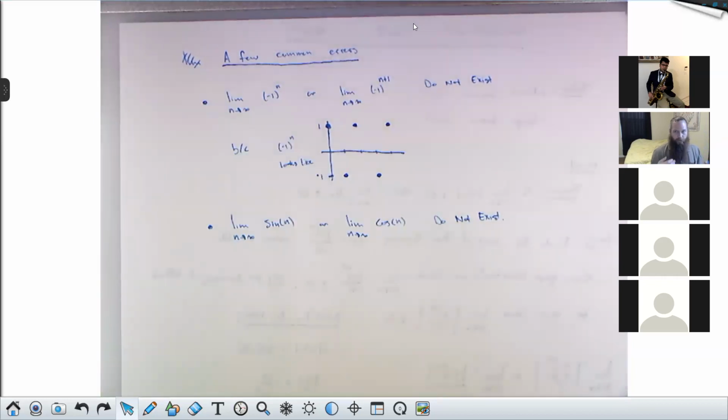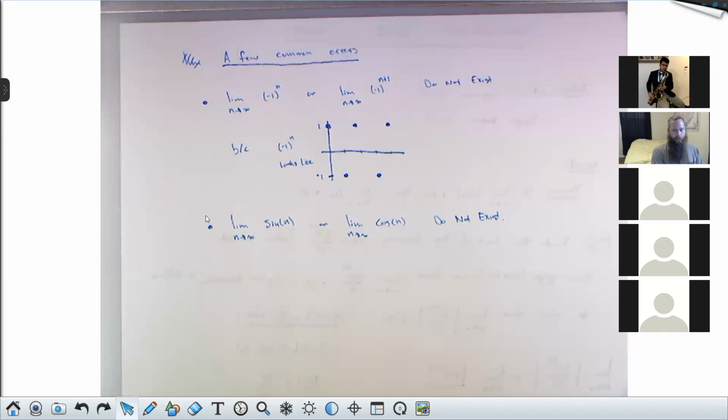Sine n and cos n bounce around from -1 to 1. When you plug in integers here, you don't get nice numbers. You're not going to get 1 out of this ever, or -1, or 0 out of this ever. But you will get just a bunch of points bouncing around along the graph of sine, or along the graph of cosine. So common errors here, these things.